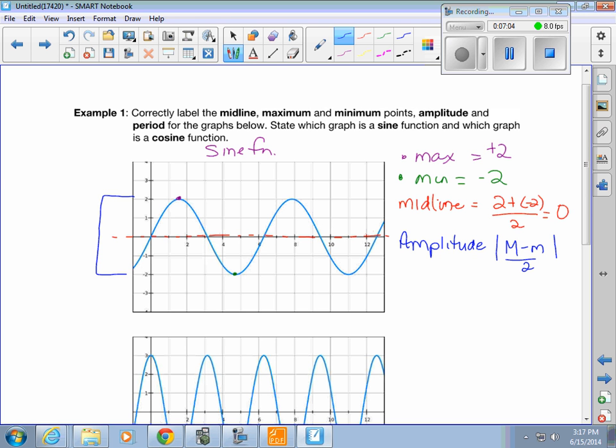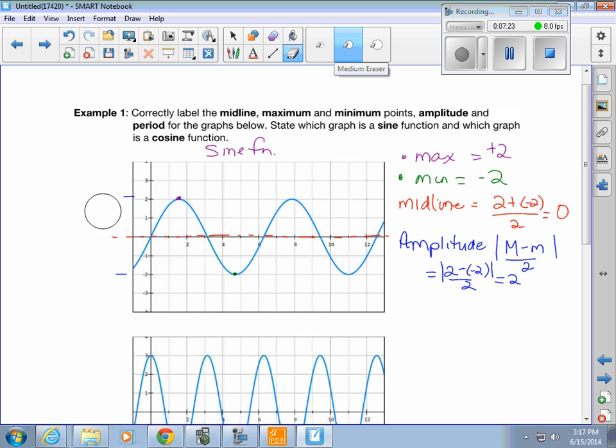So if my maximum was at 2, and I subtract my minus 2 from there, divided by 2, I have 4 divided by 2, so it's at 0. So my amplitude would be 2. I didn't draw that in there very well, or correctly for that matter. So amplitude is just how far does it go from your midline.